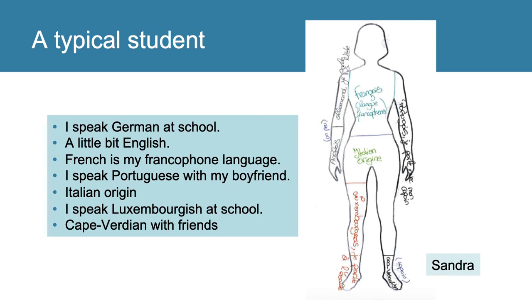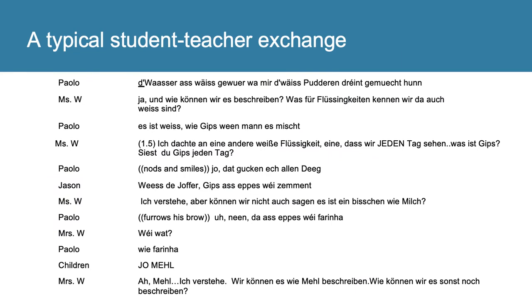And she speaks Portuguese with her boyfriend, so that's on her other arm. She's of Italian origin, so she also puts that as her base. She speaks Luxembourgish at school, so she has that on one leg. And she speaks Cape Verdean with friends. That's a smaller part of the other leg, more of the foot of her interactions. So perhaps you can imagine some of the complexities in our classrooms.